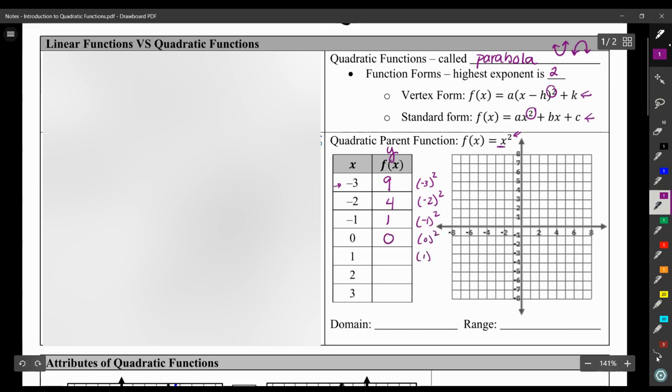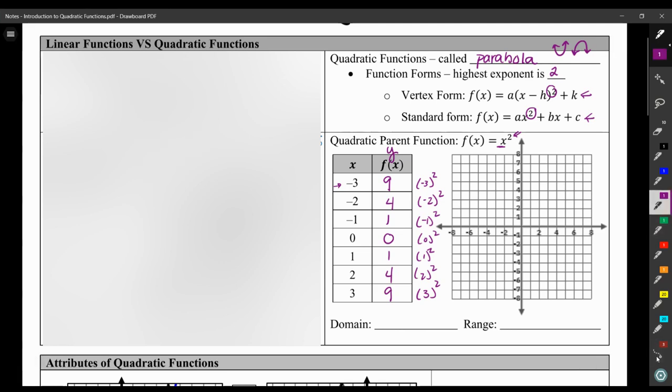And on the other side, watch what happens. 1 squared is also 1. 2 squared is still +4. And 3 squared is +9. So look what happened to our y values. They ended up repeating. They got reflected. So 9, 4, 1, 0, and then you went back to a 1, back to a 4, back to a 9. Let's see what that looks like graphically.